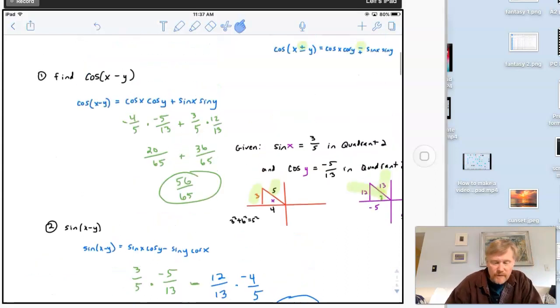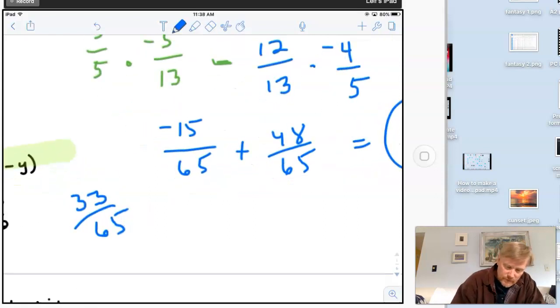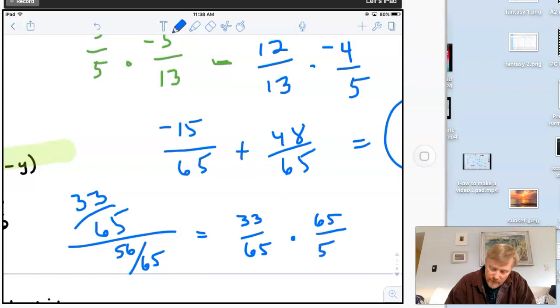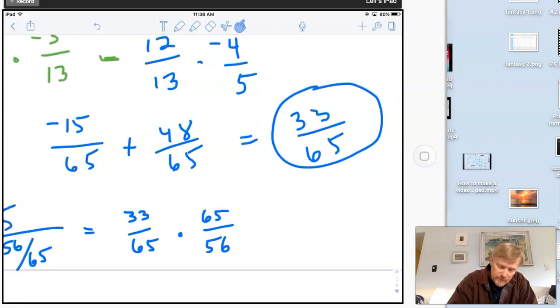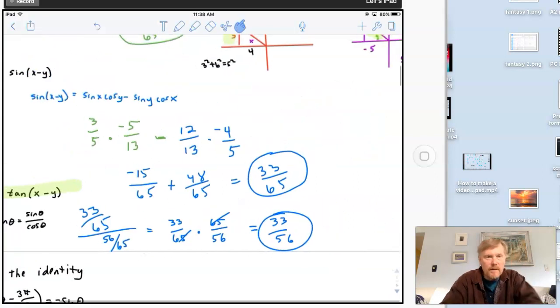And the cosine, I already figured out, is 56/65. So if I simply divide those two, I don't have to go do all that work, and I don't have to work with the tangent formula either. So you just flip and multiply, okay? 33/65 times, I flip this one, 65 goes on the top, 56 goes on the bottom, and then these 65s cancel, and I'm left with 33/56, and there's my answer. Okay, and that was pretty nice and smooth.